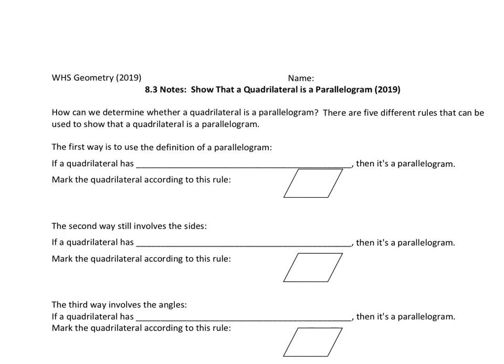The first question up here says, how can we determine whether a quadrilateral is a parallelogram? There are 5 different rules. So there's actually one additional rule compared to the 4 properties that we talked about the other day. So the first way is to use the definition of a parallelogram. You'll kind of have to bear with me here as I'm learning how to use this program as well.